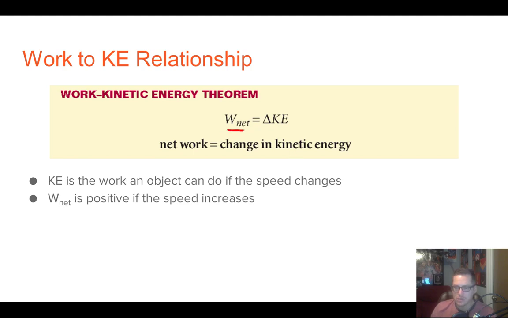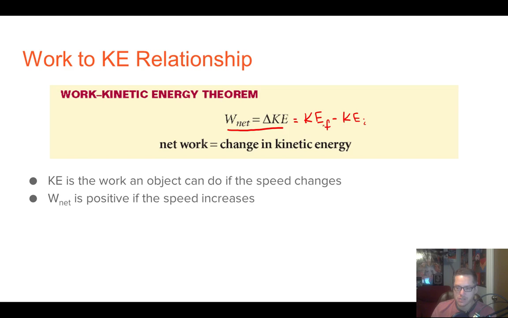Okay, and it says that the net work is equal to the change in kinetic energy. Or you could also think about it as the kinetic energy final minus the kinetic energy initial. So this is the change in kinetic energy. Kinetic energy is the work an object can do if the speed changes. So this is what happens.